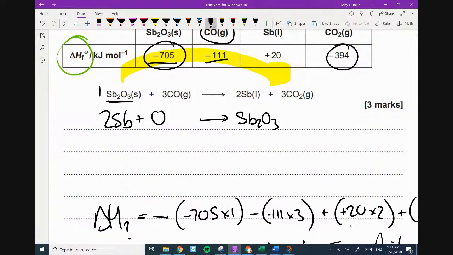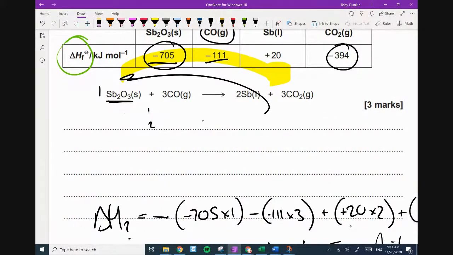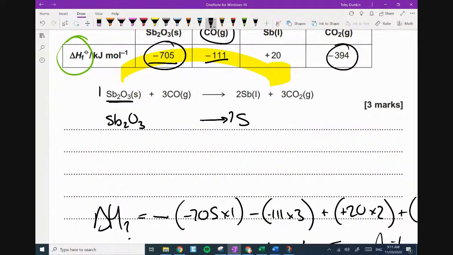2 Sb solids plus O2s, and I'm going to need 1.5 of them. And that would be minus 705. But what you notice is it's on the wrong side. I need it on the other side. So I'm going to flip that equation over, and then flip the power sign. Sb2O3 is from 2 Sb solids plus 1.5 O2 gases. Right, flip that, so plus 705. I have him in that equation.